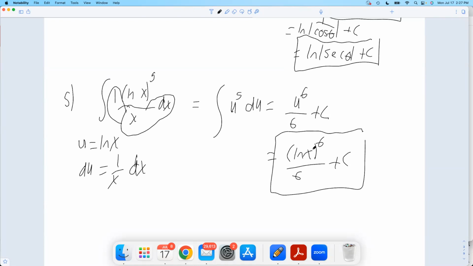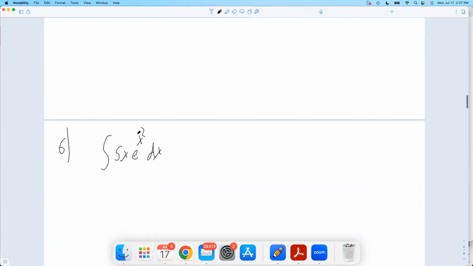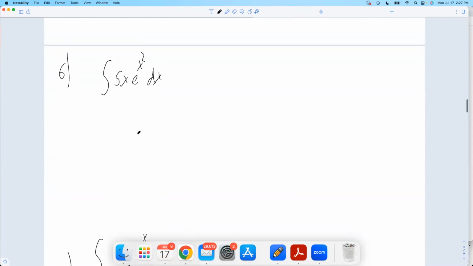Check this on your own. Take the derivative of this. See if you get ln of x to the 5th over x. You will. Let's do some more.